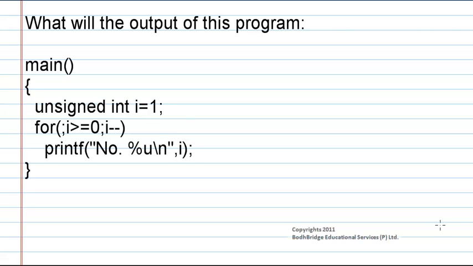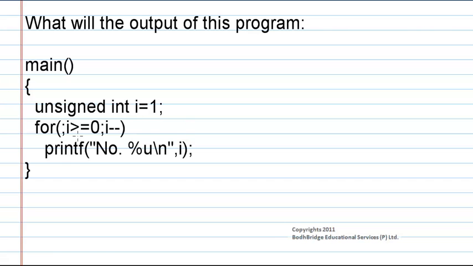Since the initialization is given before the for loop itself, the initialization part of the for loop is not given. Then the value of I is printed for each iteration of the for loop. Now what will be the output? The initialized value of I is 1.